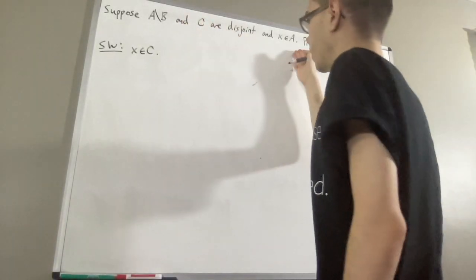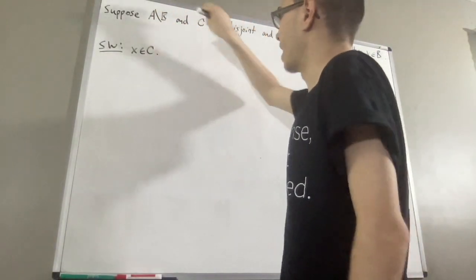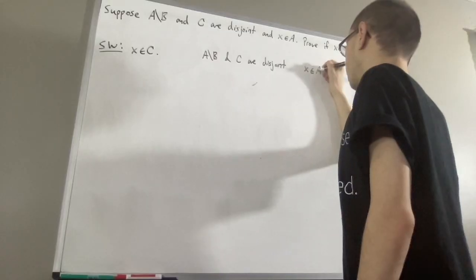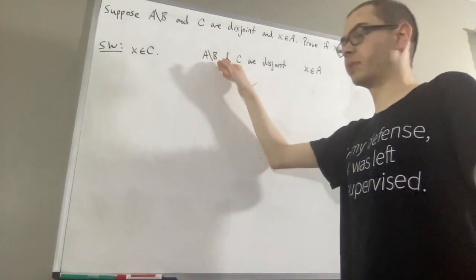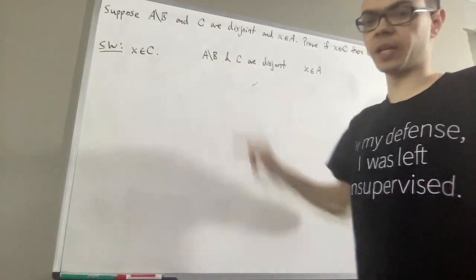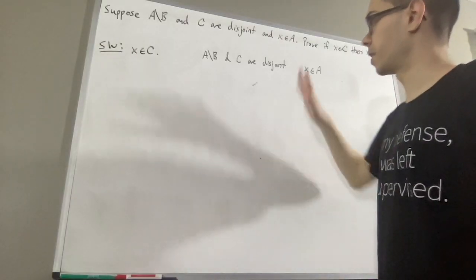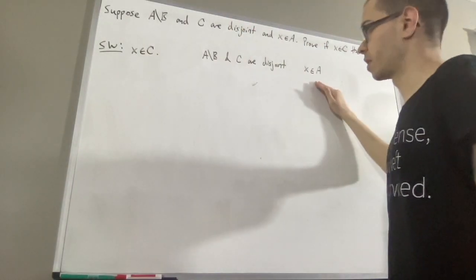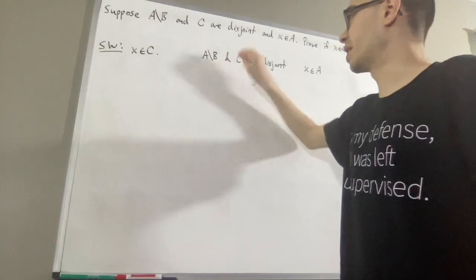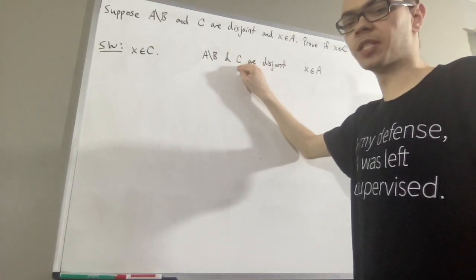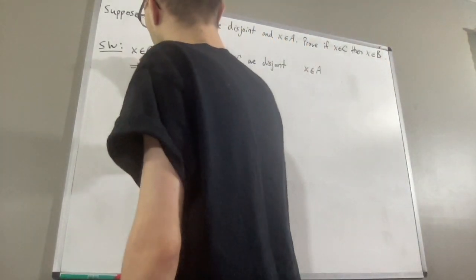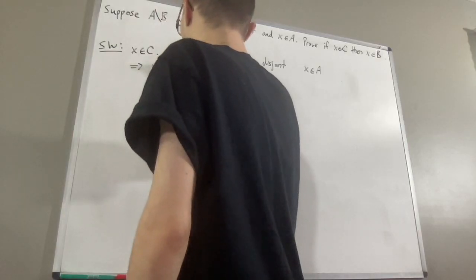Let's write down the other things that we're given. We're given that A set minus B and C are disjoint. We're also given X is an element of A. Now let's remind ourselves A set minus B is the set of all elements which belong to A and don't belong to B. So, let's see. What can we deduce from this? Well, noticing that X is an element of C and A set minus B and C are disjoint, well, these two sets share no elements in common. Therefore, X can't be an element of A set minus B. So, X is not an element of A set minus B.